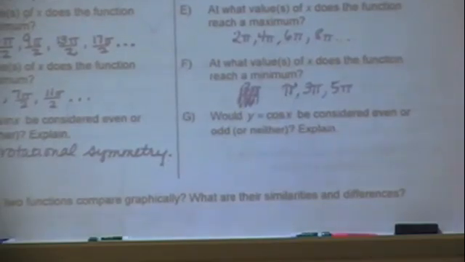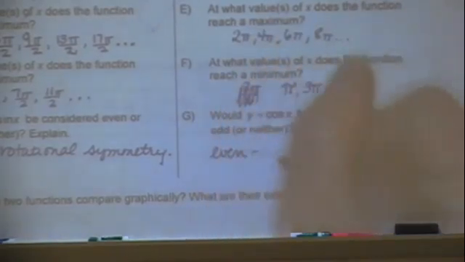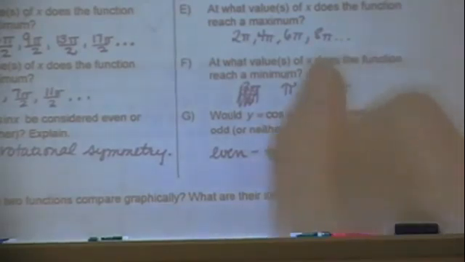Okay, what is cosine? Odd, even, or neither? Even. It is even. Why? Because if you fold it over the y-axis, right? This is y-axis symmetry.